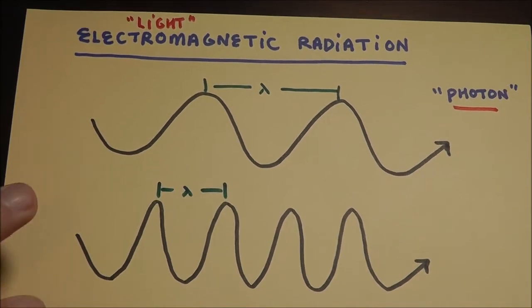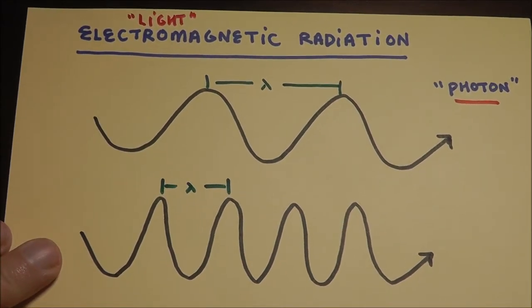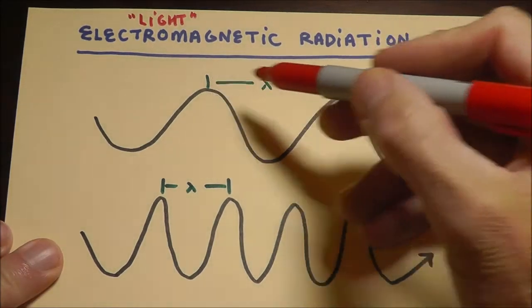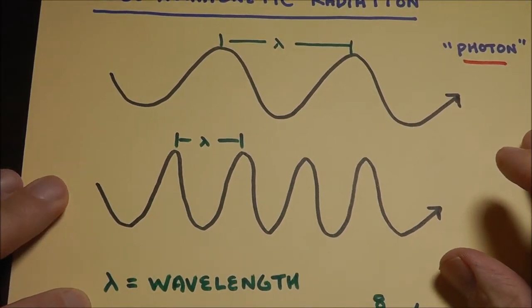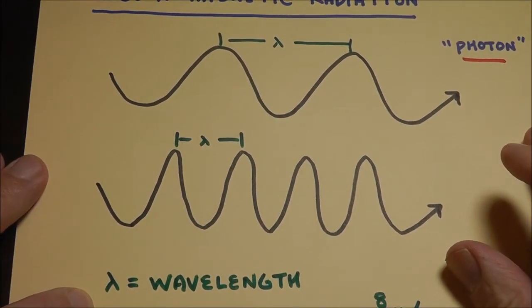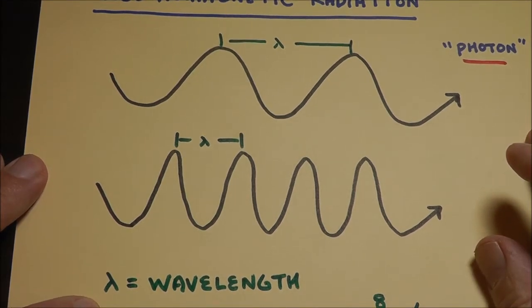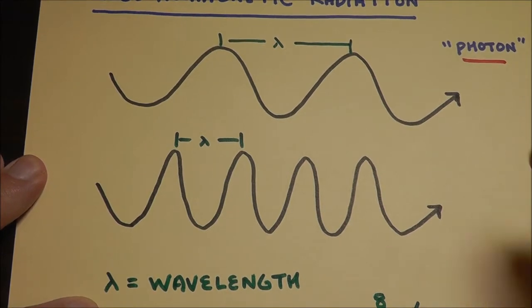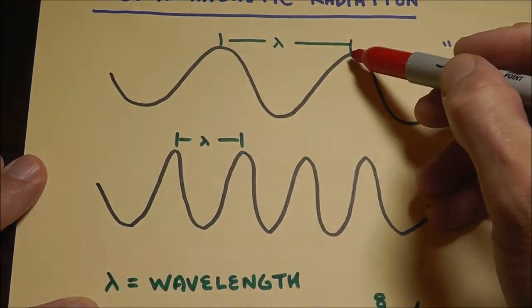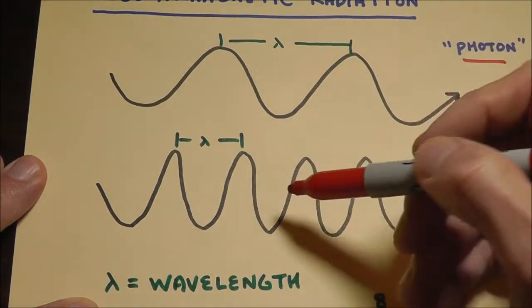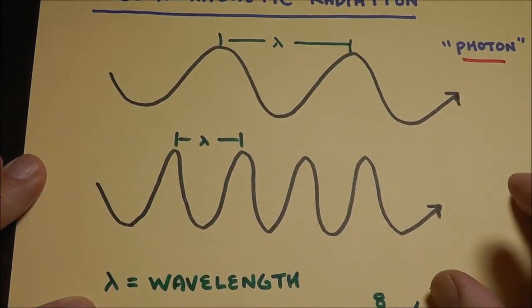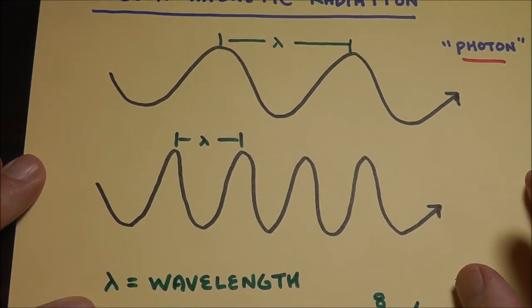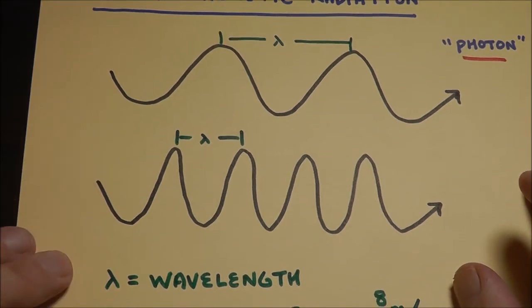Sounds Star Trek-y. And so we have the symbol lambda, which is the wavelength. That is, it's a length. It's in units of meters, nanometers, micrometers, whatever the kind of radiation might be. And here I've shown it's basically peak to peak, or it could be valley to valley. It doesn't matter which way you do it. There's a certain length that's reproducible in electromagnetic radiation.